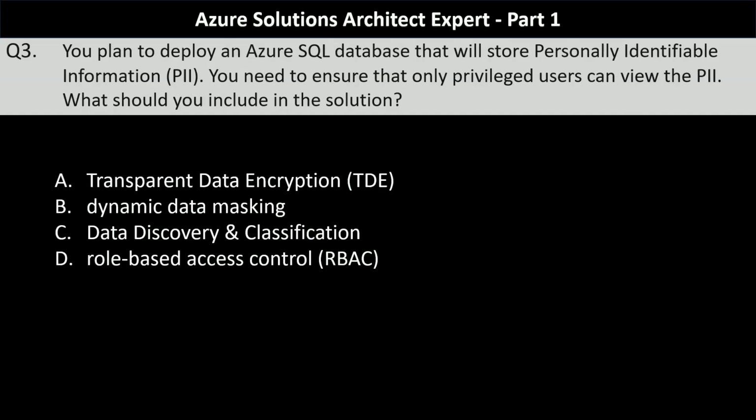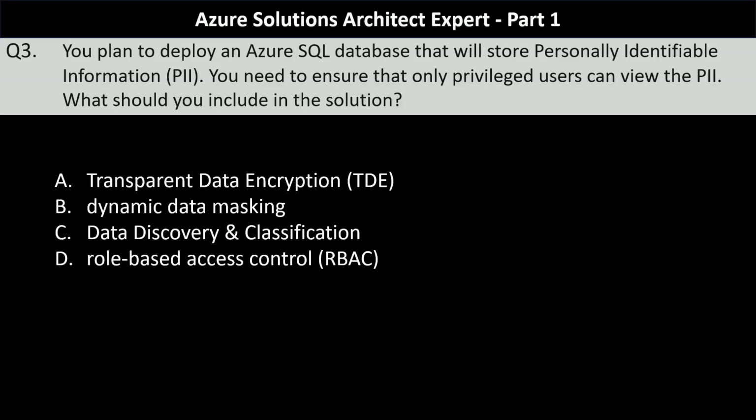Next question. You plan to deploy an Azure SQL database that will store personally identifiable information, PII. You need to ensure that only privileged users can view the PII. What should you include in the solution? Your options are transparent data encryption, which is TDE, dynamic data masking, data discovery and classification, or role-based access control, which is RBAC.